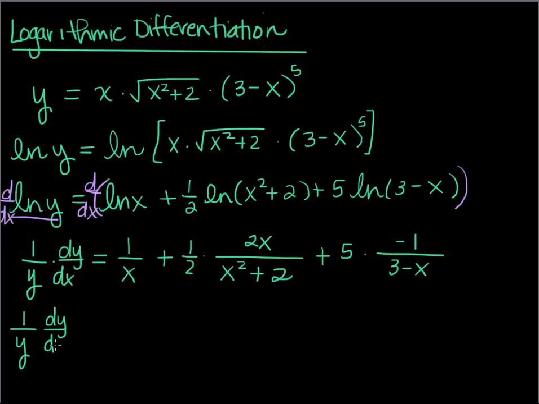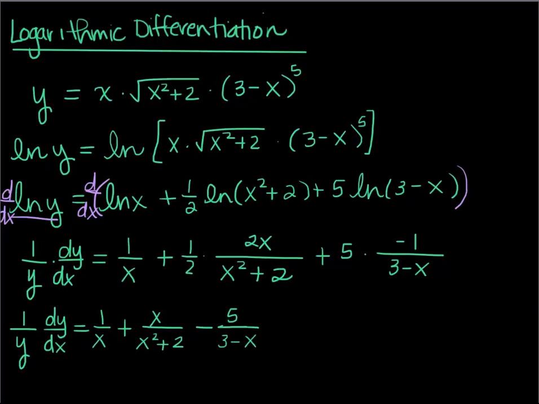So I get 1 over y still times dy/dx equals, I'm just going to clean this up a little bit, plus, cancel my 2's here. So I get x over x squared plus 2. Don't you dare cancel those x's. You may not do that because of this addition sign. And then I like to bring that minus out. And so this is 5 over 3 minus x.